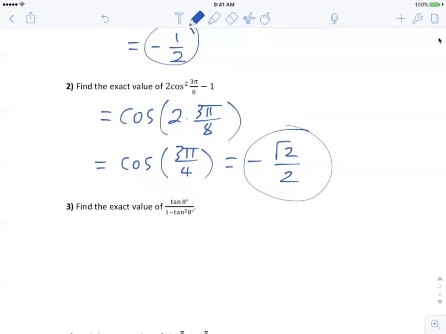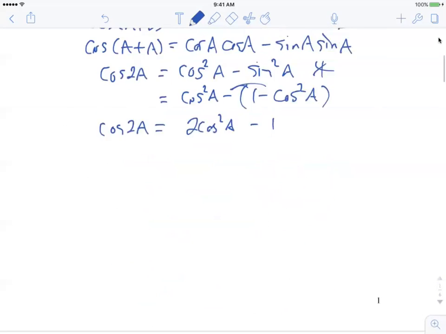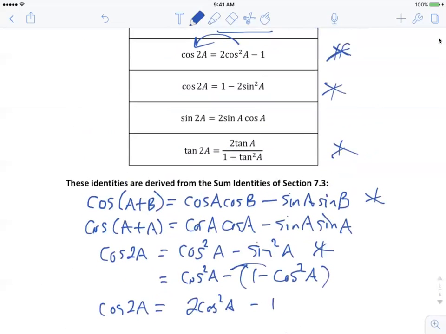Moving right along. This one is a tangent. So if I look at the identity, let's see, it's that last one, but this one has a 2 in it. So I got to be a little bit careful here. And that expression does not have a 2. So let's rewrite this identity and see how we can fix that.